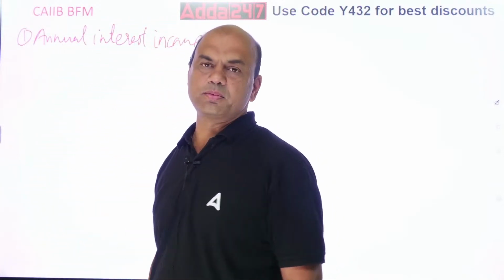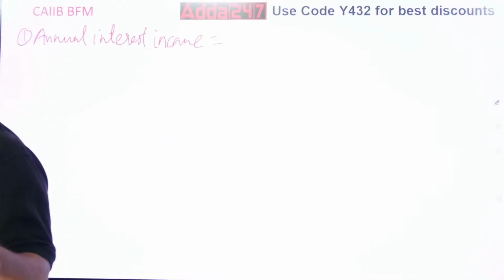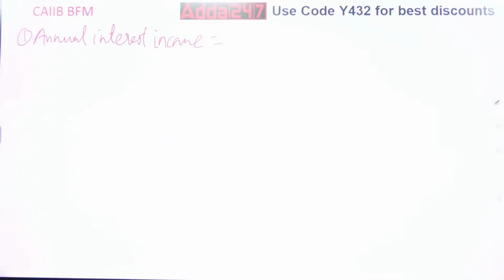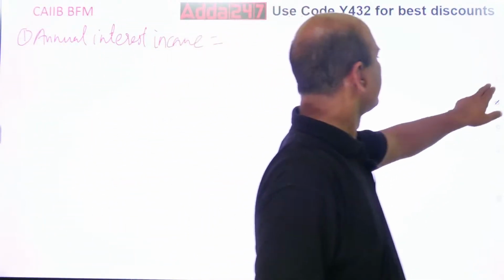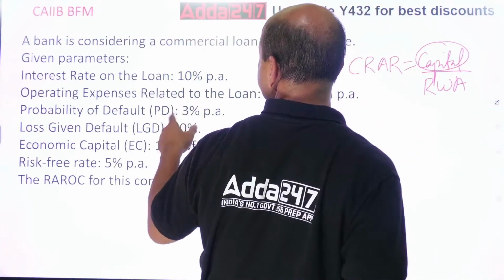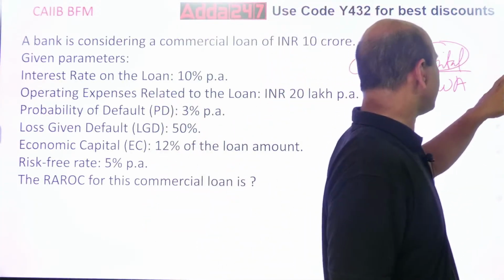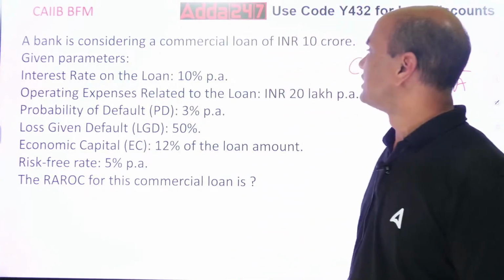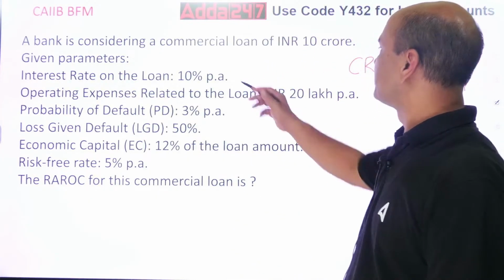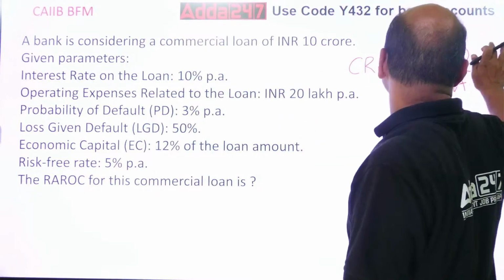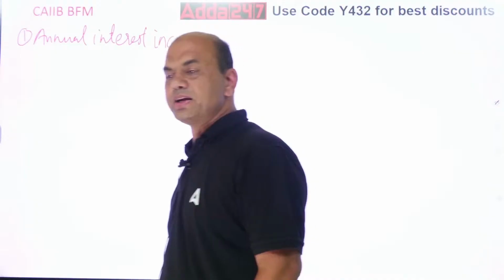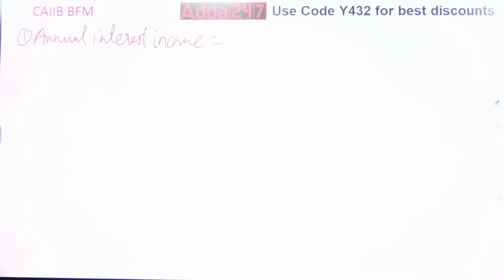What is the annual interest income over here? Look at the case, pause the video, go back again. What is given? Commercial loan is of 10 crores, sorry, and the rate of interest given is 10%. So 10 crores, 10%. Find this and get the answer.